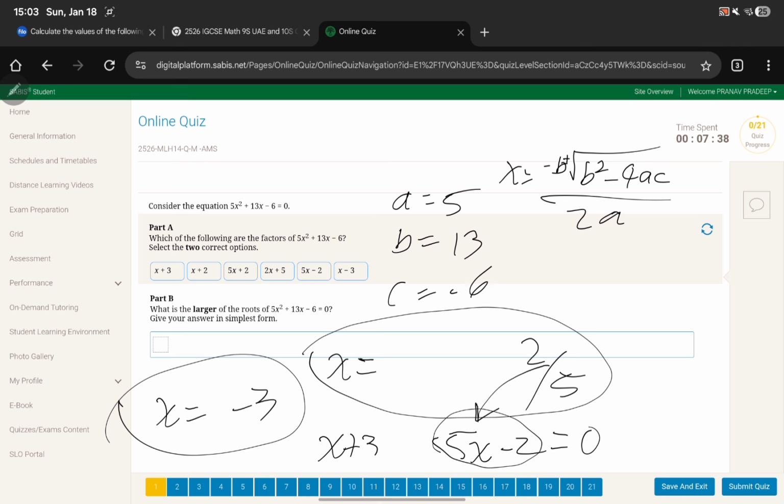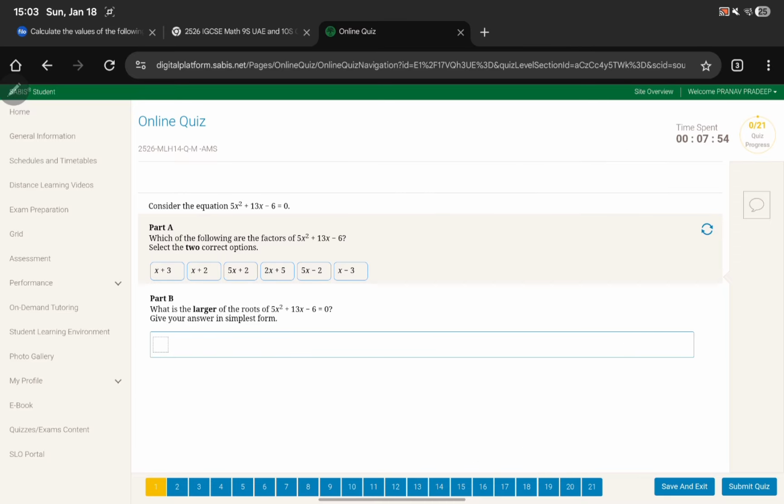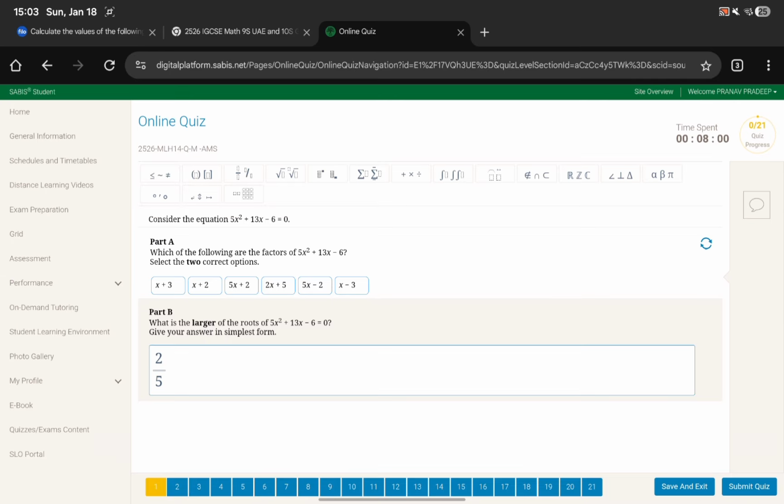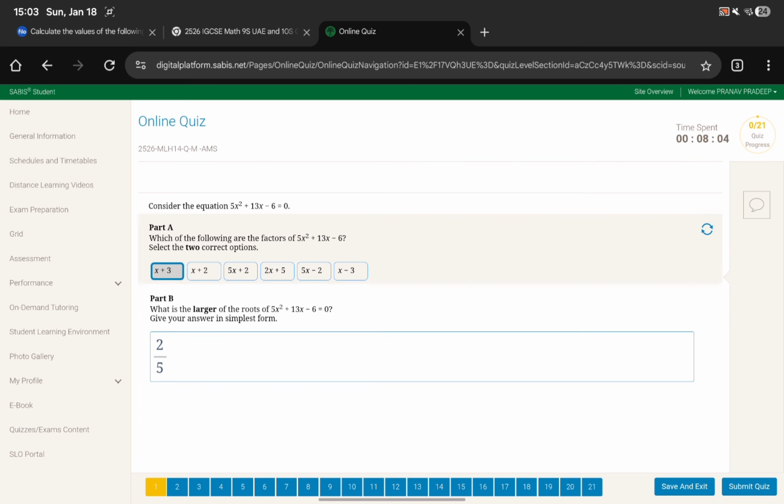And which is the larger of the roots? Is it 2 over 5 or negative 3? It's of course 2 over 5. So you have to write it as a fraction, not a decimal. And the answers are x plus 3 and 5x minus 2.